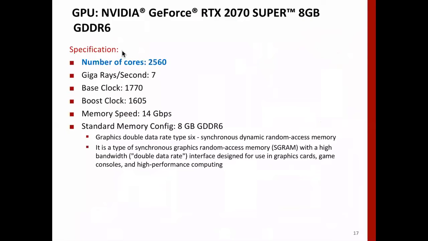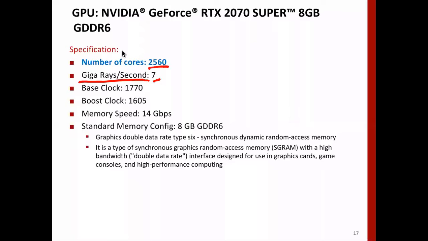All right. So the specification of the GPU here is as follows. Number of cores is 2560. Giga per second is 7. Now you'll have to see what giga is. You can Google it and find out. It is related to image processing. Or if you do this course, maybe later.